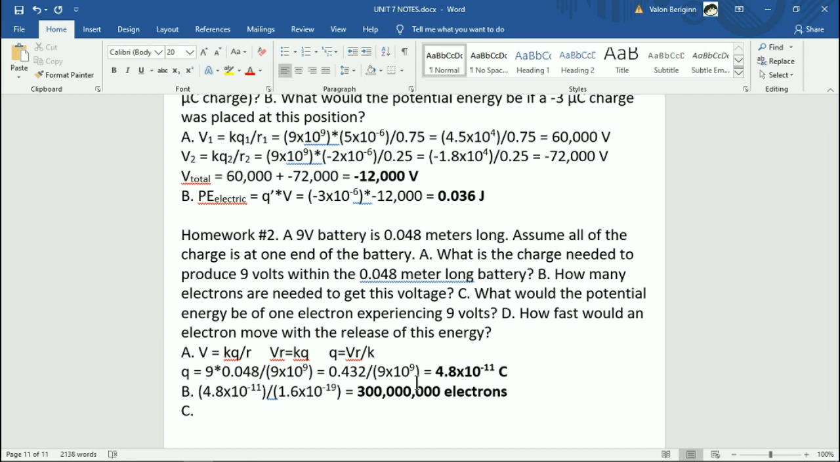What would the potential energy be of one electron experiencing 9 volts? Basically this is saying you have a voltage of 9, and you put an electron into those 9 volts. So the charge, this new charge here, is the charge of an electron.